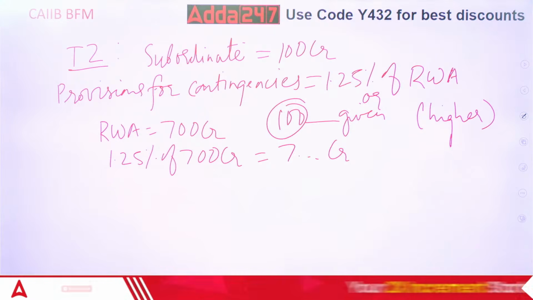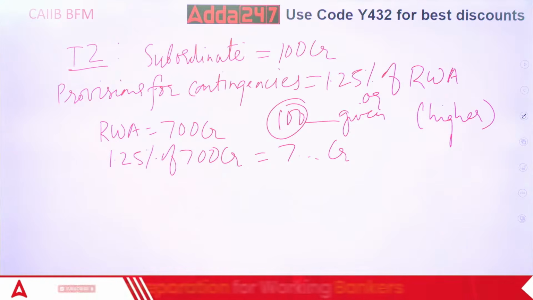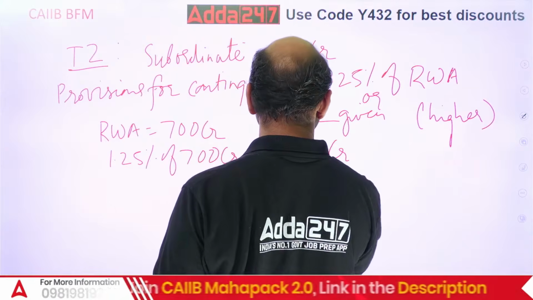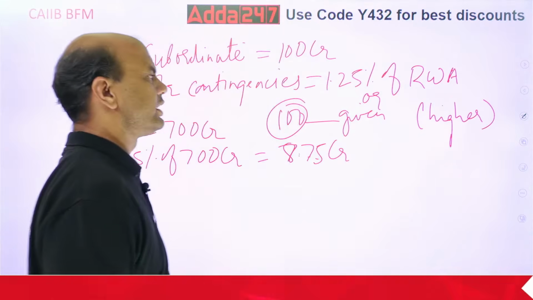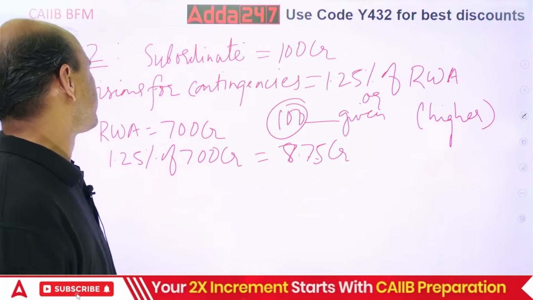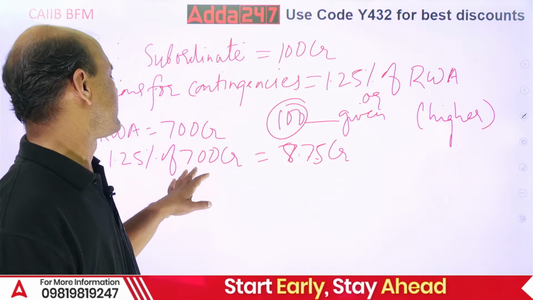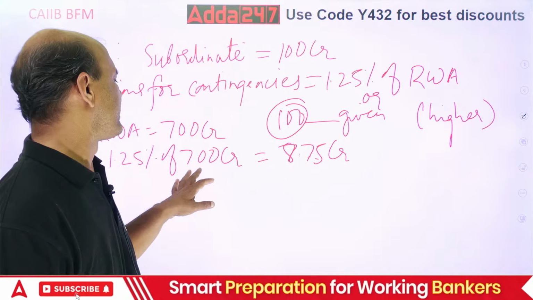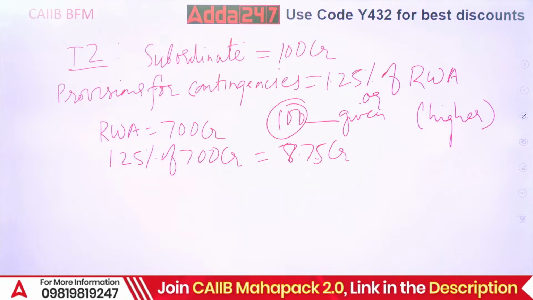So it is 8.75. Okay, 8.75, CR. Got it? So now this much provision I have to make, 1.25% of 700 CR, or the given figure is directly 100, right?